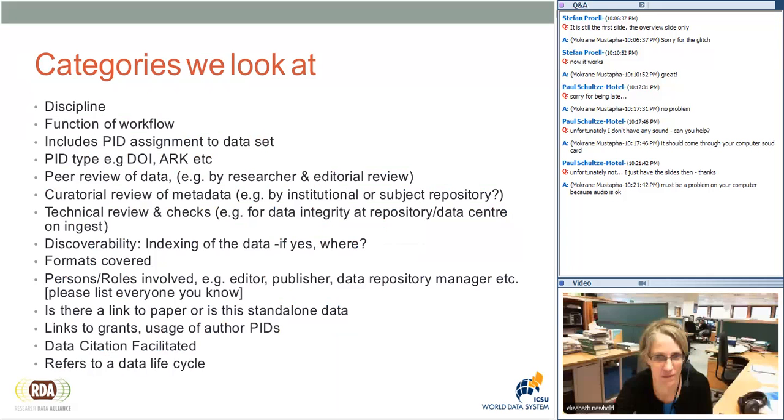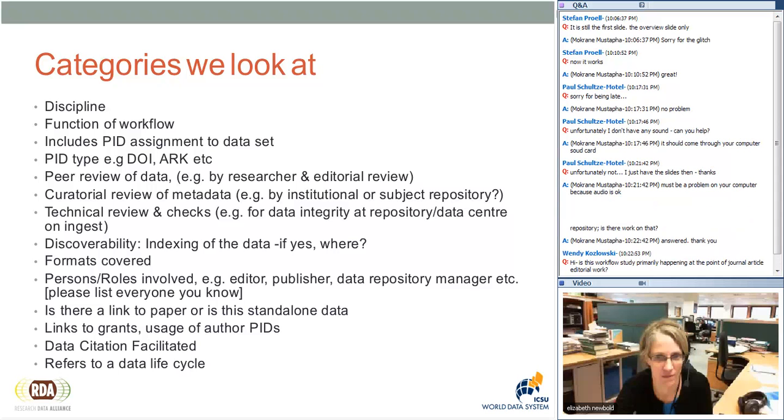We take publishing in a very broad sense, and that could be that you're publishing through making your data available in a repository of some kind, and there may be no link at all to a paper at the stage of publication. That's one of the things we're trying to capture as well, whether it is standalone data that is published as data with no publication, as well as journals. So no, it's definitely not just about journal publishing.